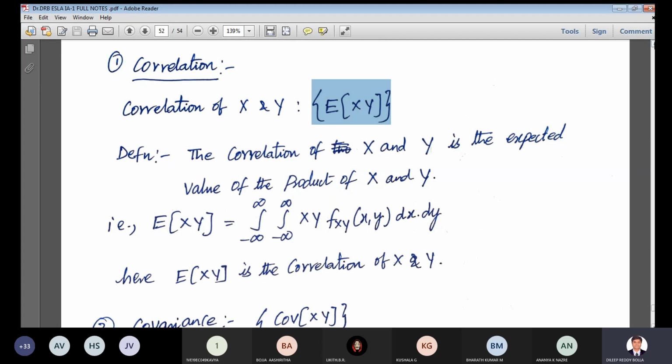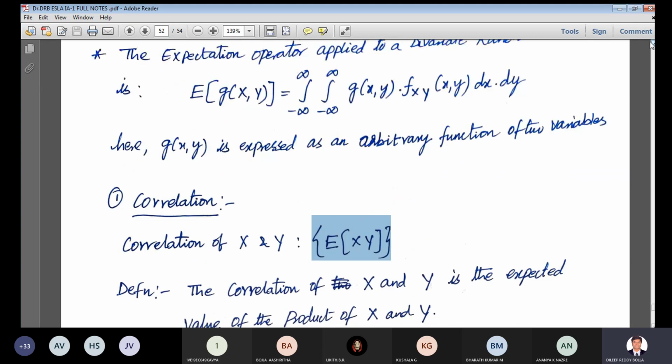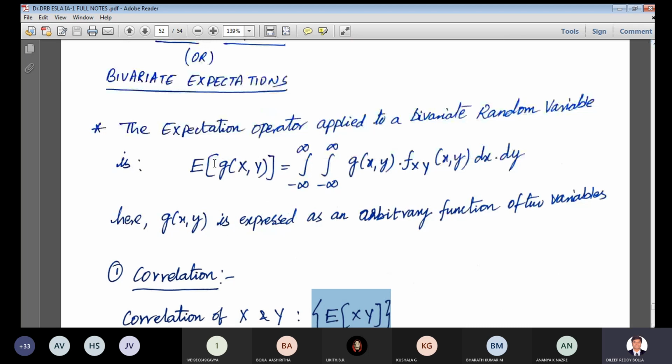Now I told you the formula right here. You see this formula here. G of x comma y I mentioned. So G of x comma y came here. If I mention here x and y, x y I wrote, here also x y will come. Yes or no? Whatever you write here, the same thing will come here. Then only we can find the expectation.